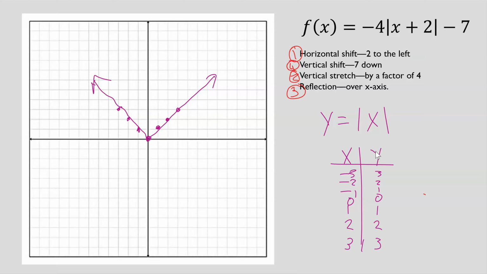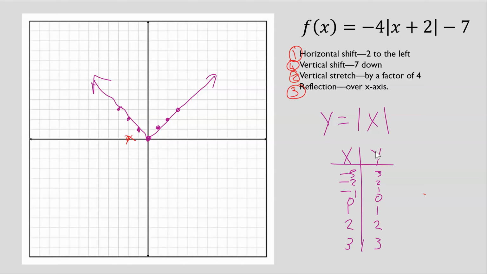Okay? So point by point, I'm going to move it 2 spaces to the left, then I'm going to stretch it by a factor of 4, then I'm going to reflect it over the x-axis, and then I'm going to shift it 7 units down. So let's start with the point at 0, 0. If I moved it 2 spaces to the left, it would be here, okay, at -2, 0. Of course, it's not where it's going to end up, but that's sort of the first step.